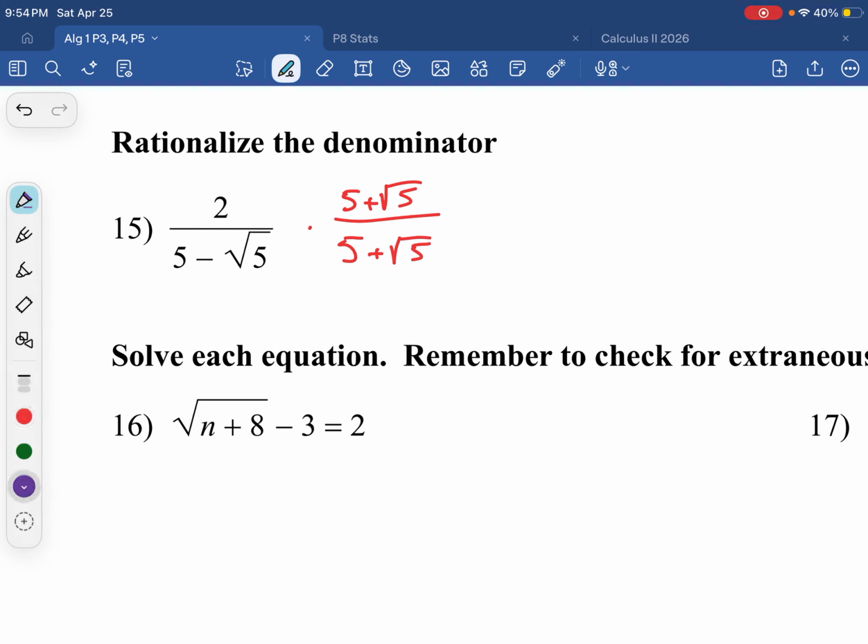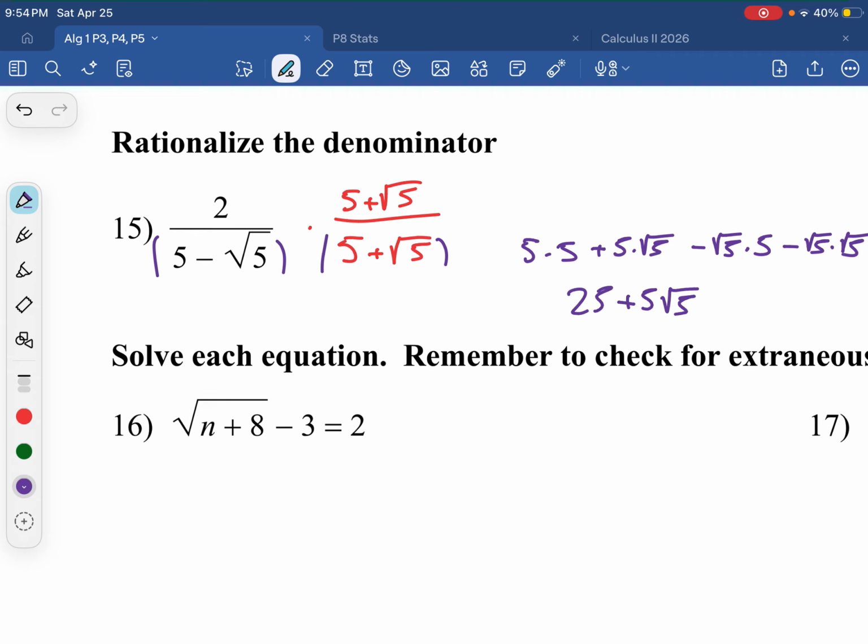But even if you didn't see that and you followed the steps we've done for multiplying binomials, if you did 5 times 5 plus 5 times the square root of 5 minus the square root of 5 times 5 minus the square root of 5 times the square root of 5, we would get 25 plus 5 square root of 5 minus 5 square root of 5 minus the square root of 25. These terms are going to cancel, so it's 25 minus 5. So in my denominator, I'm going to get 20.